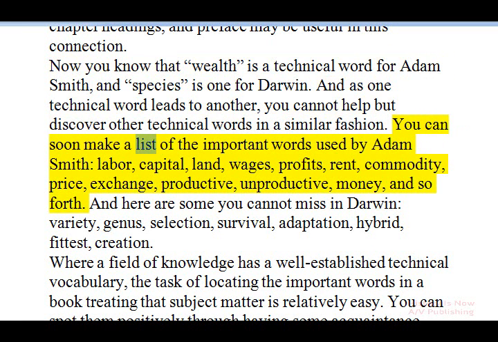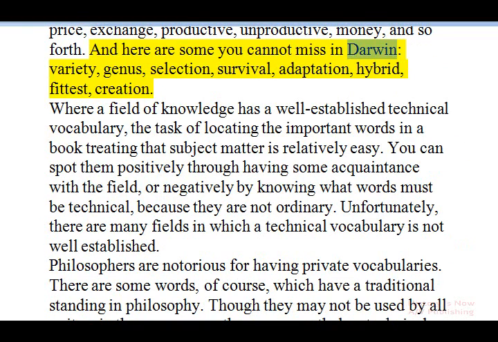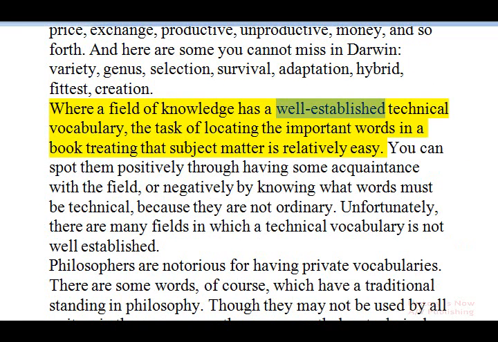You can soon make a list of the important words used by Adam Smith: labor, capital, land, wages, profits, rent, commodity, price, exchange, productive, unproductive, money, and so forth. And here are some you cannot miss in Darwin: variety, genus, selection, survival, adaptation, hybrid, fittest, creation. Where a field of knowledge has a well-established technical vocabulary, the task of locating the important words in a book treating that subject matter is relatively easy.